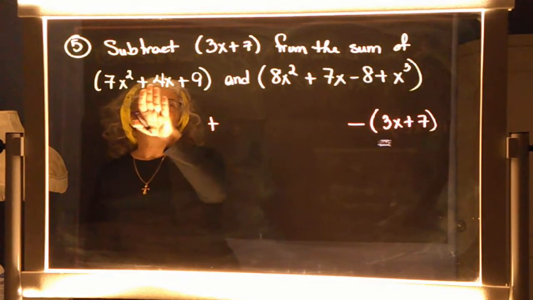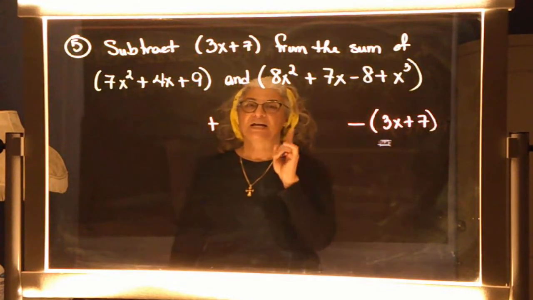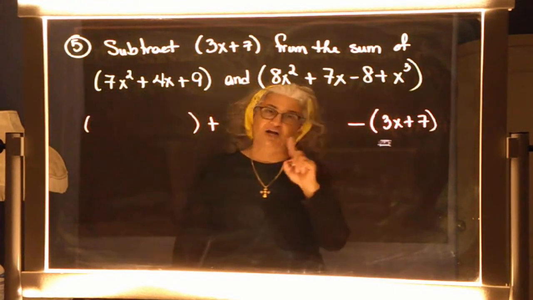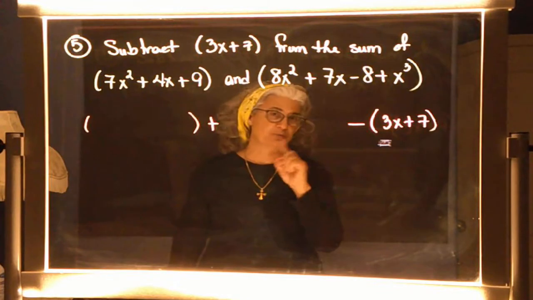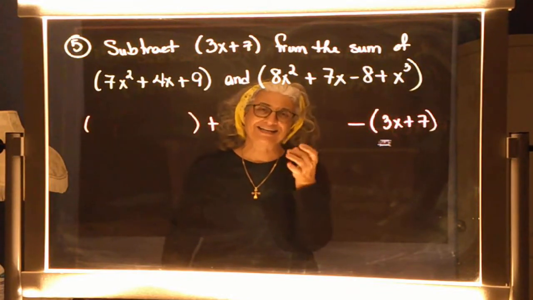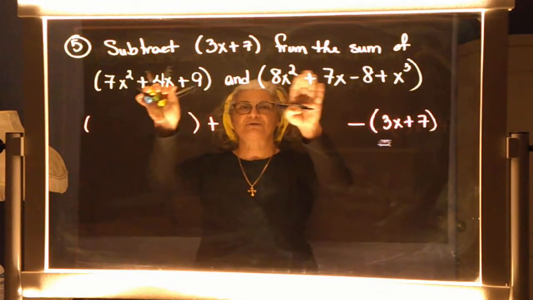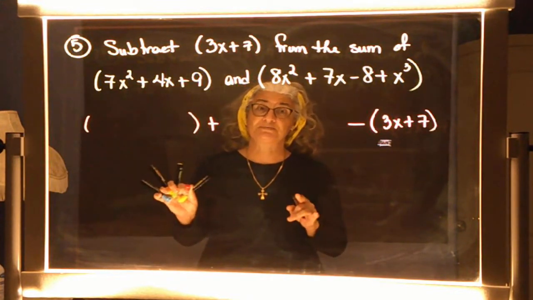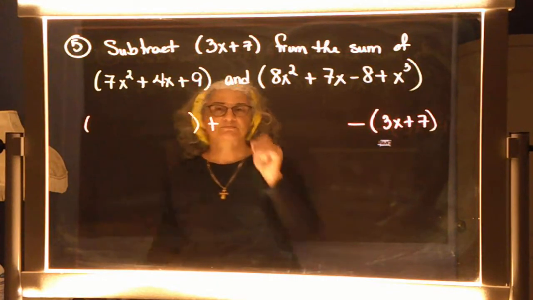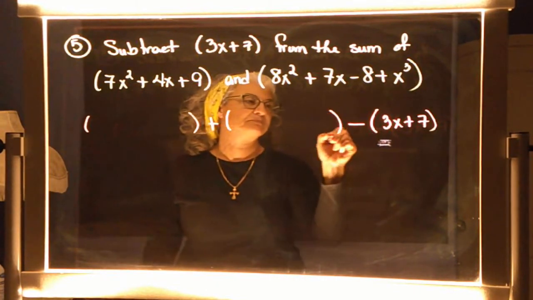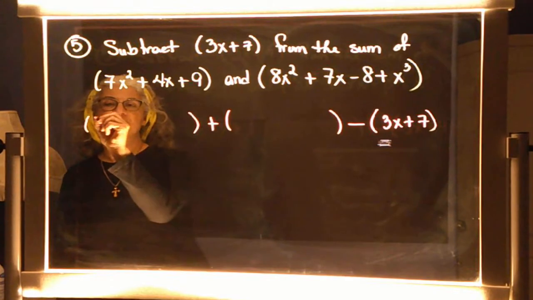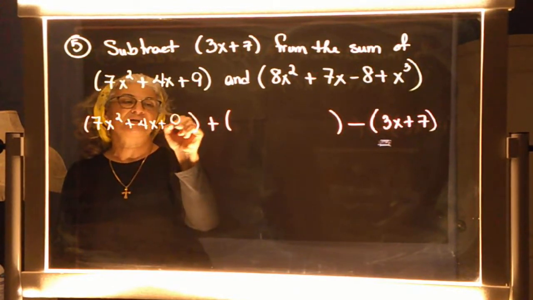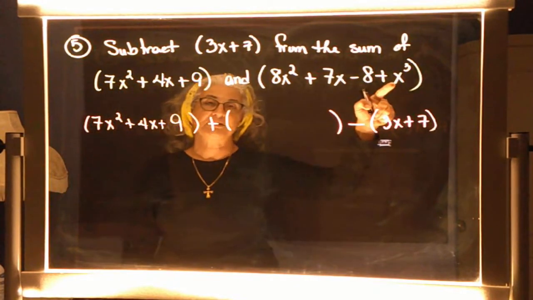Good. This second parenthesis and the third parenthesis. Now, mind you, the word "and" does not mean add, subtract, multiply, or divide. The word "and" tells you that you're going to keep these two guys together and do whatever operation they want you to do between them. Good? Okay. So, this first parenthesis, I'm supposed to take the 7x squared plus 4x plus 9, and I'm supposed to add it to this one, right?